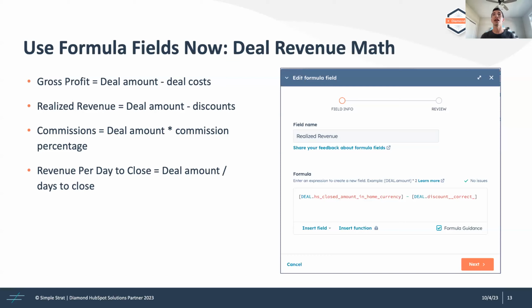You can also do things like revenue per day to close. So you could say, what's our deal amount? How many days did it take to close that deal? And you could divide that to give you a sales velocity type indication.